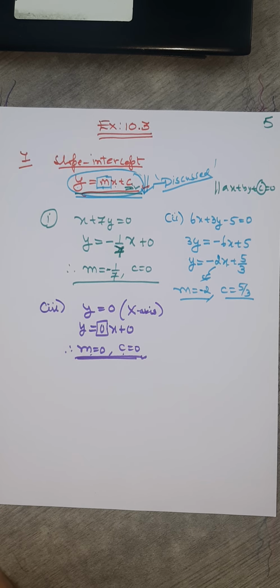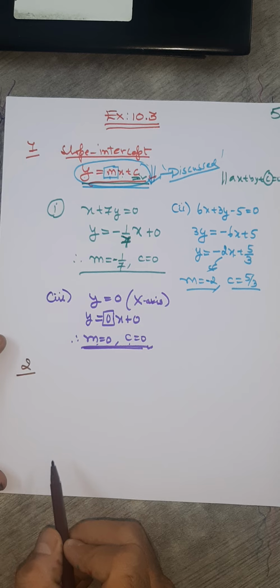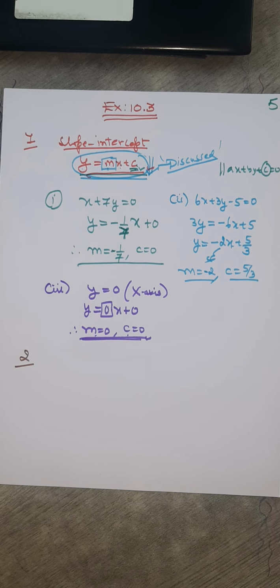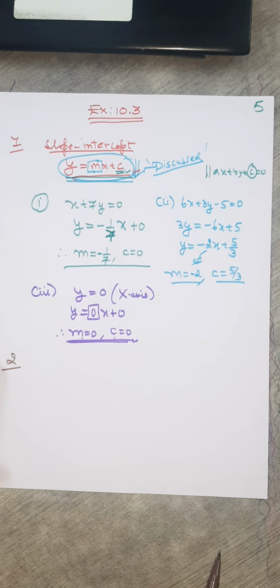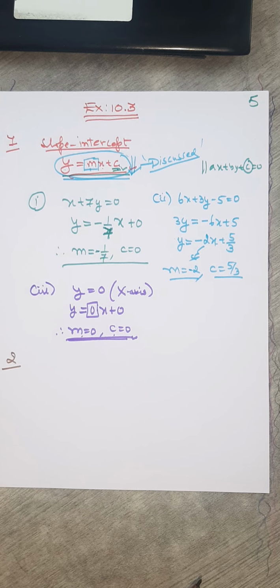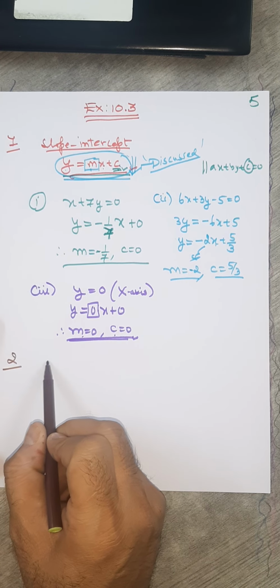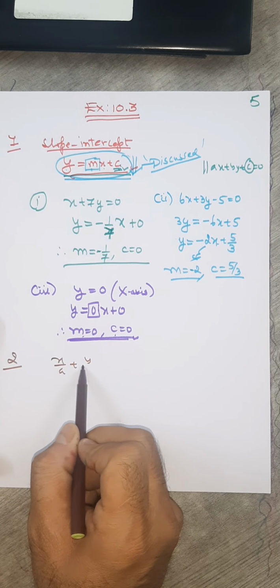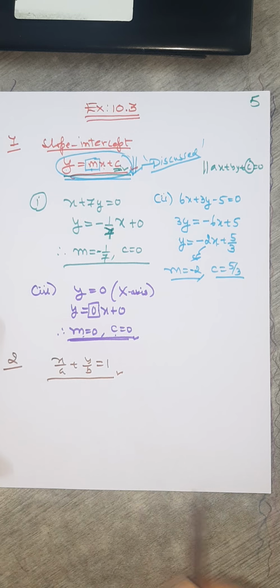Okay. Question number 2. Second question. These are all basic elementary questions. If you understood theory, you can answer all these questions very easily. Okay. Next question. Reduce the following equations into intercept form. Okay. Intercept form means which form? So x upon a plus y upon b equals to 1. You want this form. Okay.